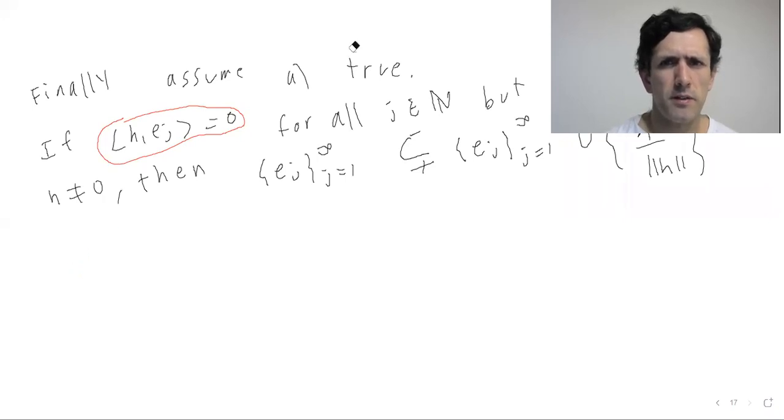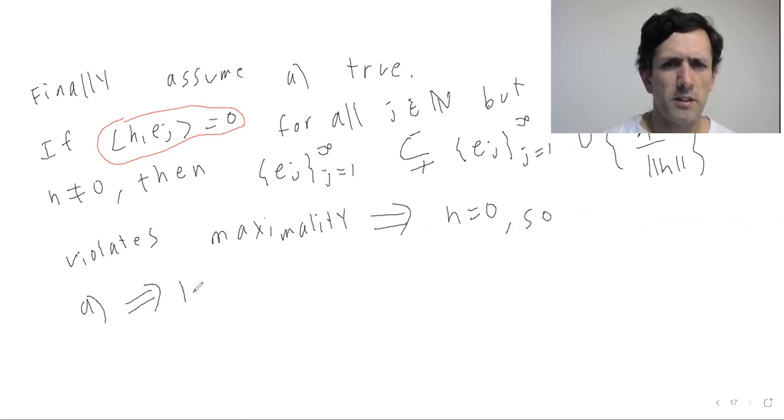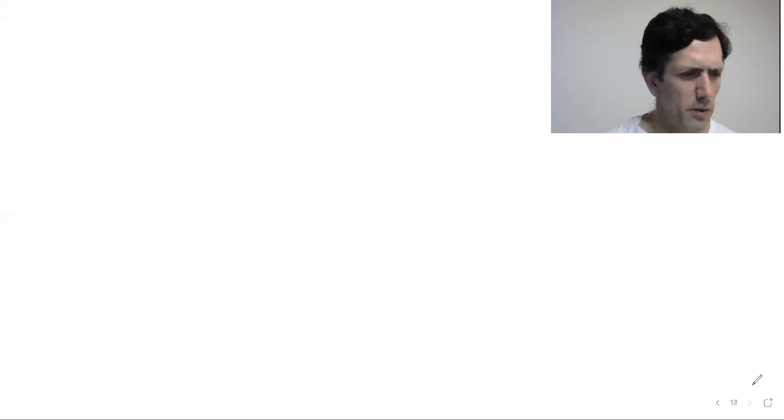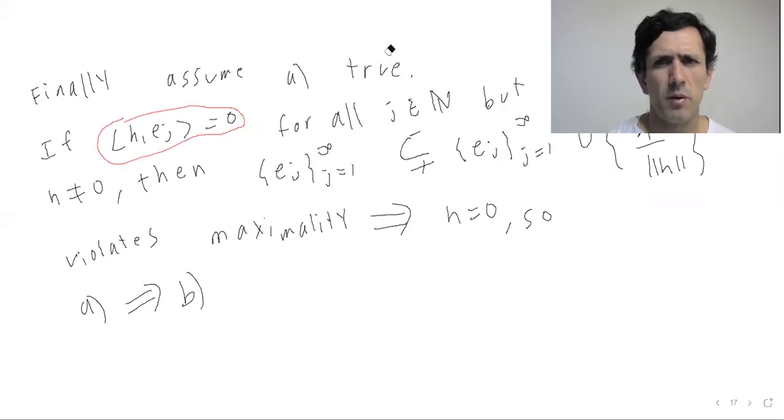Sorry about that. So this violates maximality. So in particular, h equals 0. That means A implies B. And let me finish this video, it's getting quite long, with the proof that B implies A. Maybe I should have put that here. Whatever.